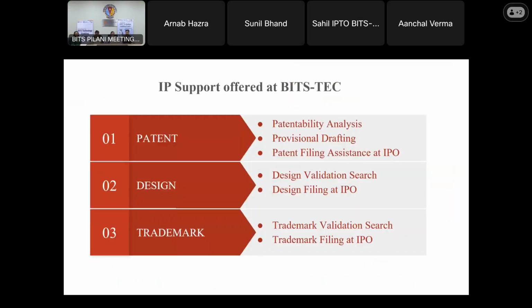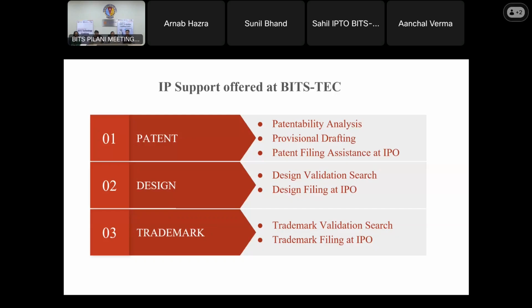And lastly, we also provide IP support. As you have seen in the entire journey of these two innovators, they have filed a couple of patents regarding their technology. So it's very important to protect your technology via IP. IP acts as a shield for your technology.